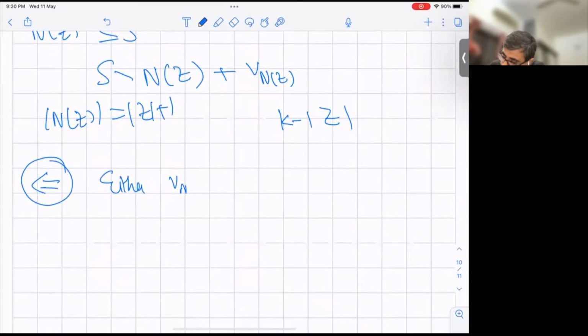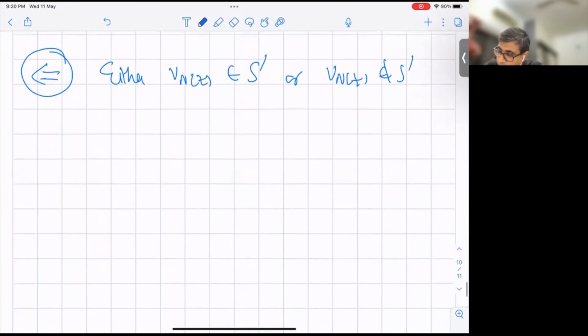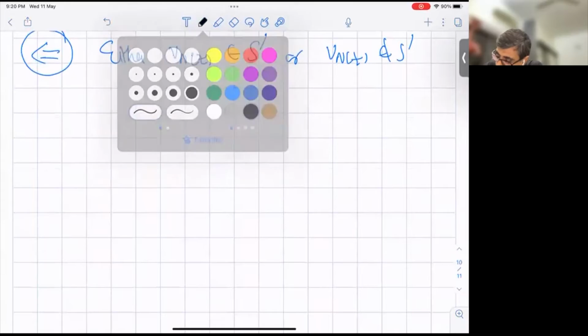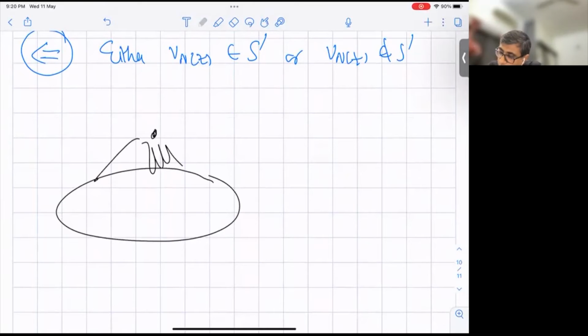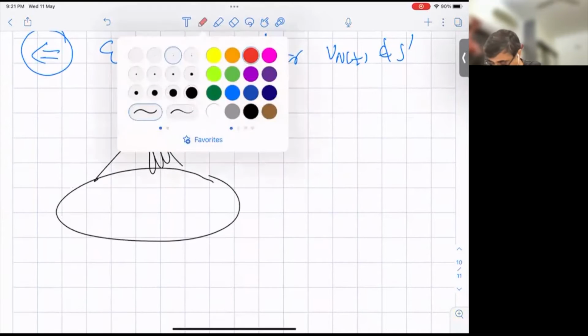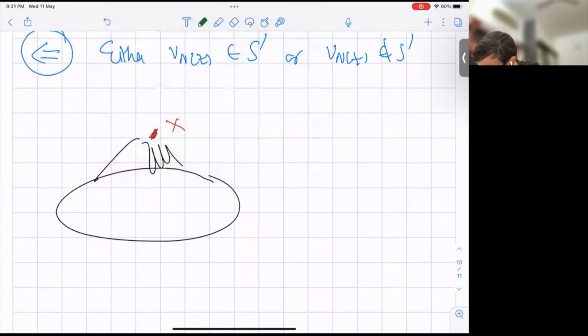Either V NZ is in your S prime or V NZ is not in your S prime. Okay. So look at here, this is your V NZ and this is your graph. And there are lots of cross edges. Right. Now, suppose you are not in the solution. It means all its neighbors here are in the solution.